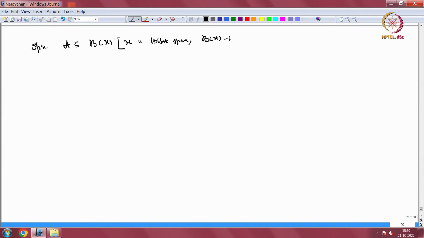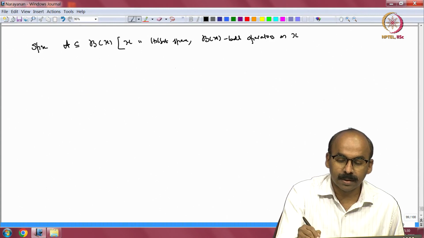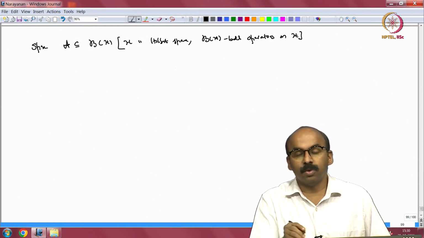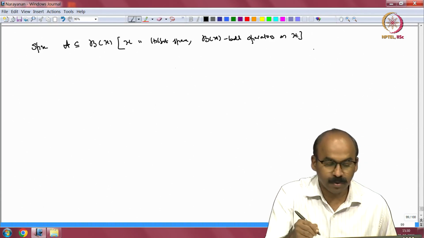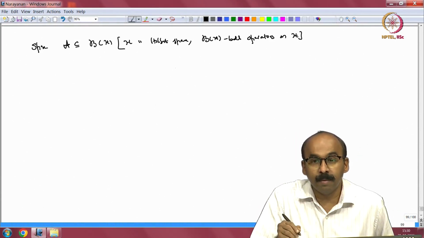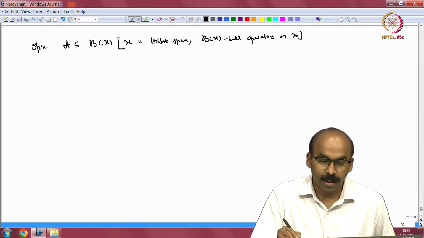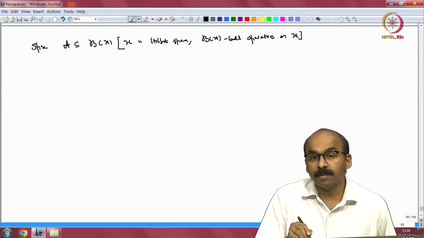Bounded operators on H always. Okay, so this is going to be our notation all the time. B(H) is a C* algebra with identity, but it is non-commutative, right? We take A to be a commutative C* algebra with identity.